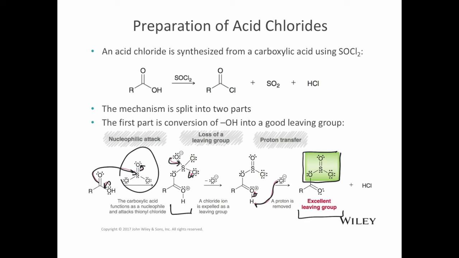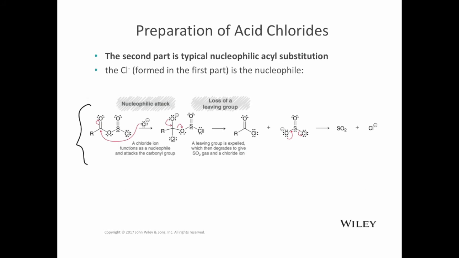So the whole point of this was to transform the OH essentially of the carboxylic acid into a great leaving group. So we have this intermediate from the previous slide, and now chloride can come in and do a nucleophilic attack to form this intermediate, which can then collapse and kick off that entire leaving group to form the acid chloride, and then this side product collapses to form SO2 and chloride.